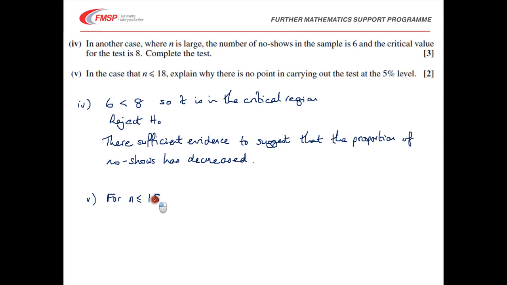And finally, for n less than or equal to 18. If you look in the tables book, you will find that the probability that X is less than or equal to 0 is actually bigger than 0.05. So the critical region would be less than 0, but you can't have less than 0. So there is no critical region, or you could say the critical region is empty. And therefore you cannot carry out the test with fewer than 18 people. Well, 18 people is clearly not enough to be representative to give an idea of what's going on.